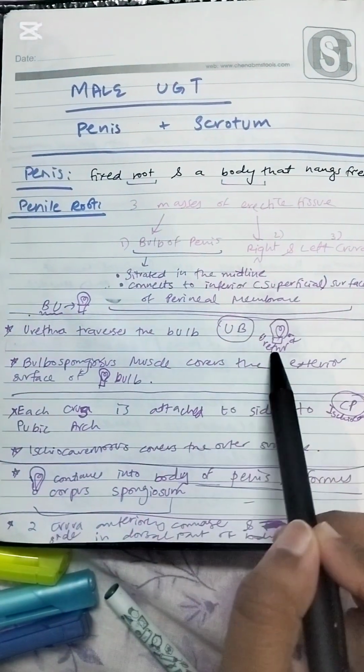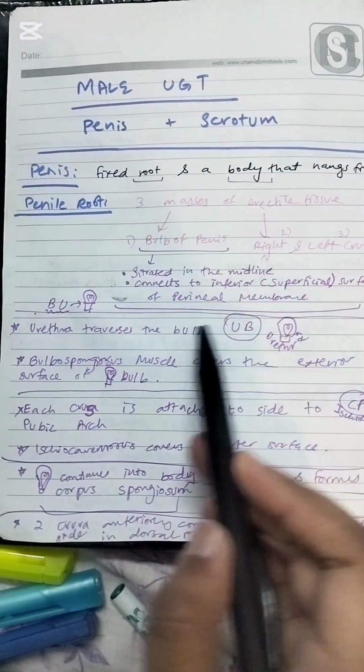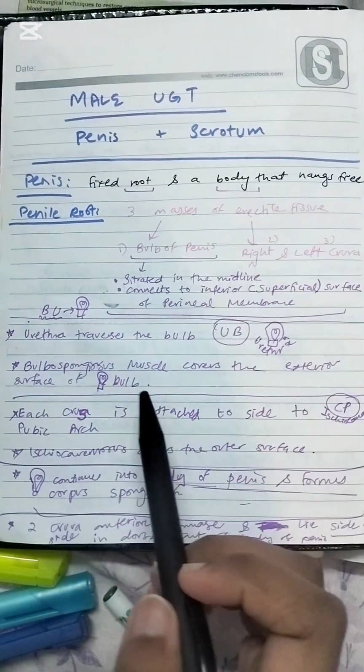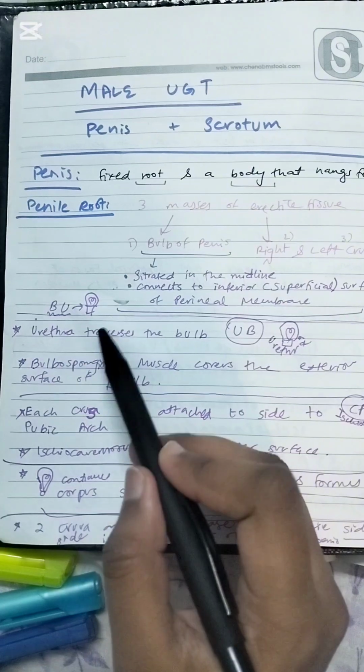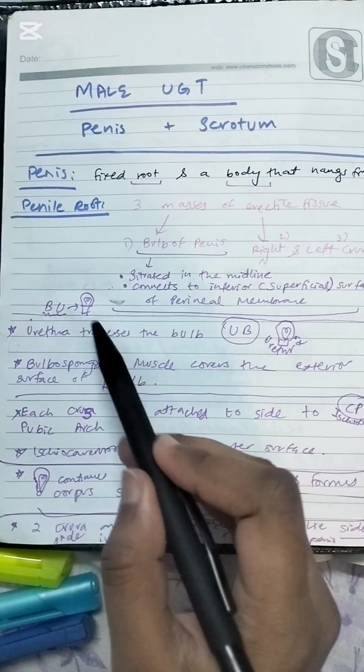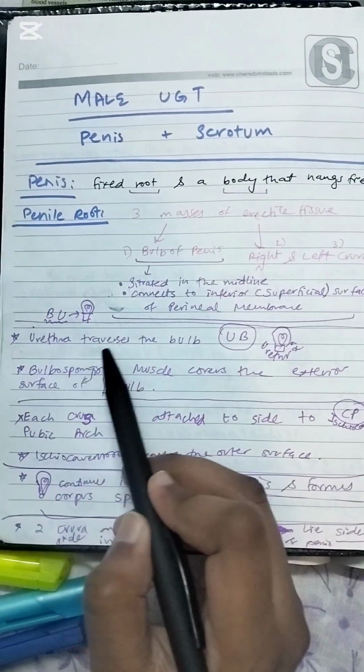The urethra is going to traverse the bulb. So here we can see the urethra traversing the bulb. So BU stands for bulb. And the bulbospongiosus muscle is going to cover the exterior surface of the bulb. So we have BU: bulbospongiosus muscle and the urethra, which are outside of or covering the bulb of the penis.